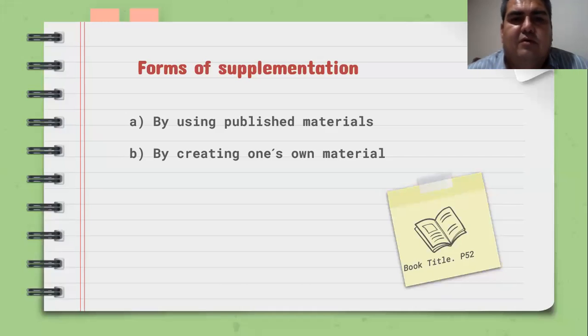There are also forms of supplementation. There are two: by using published materials, the use of material from another book, so another published material such as complementary skills books and practice exercise books. And by creating one's own material, the teachers may make their own materials based on their own view and relevant to the students' needs and interests.